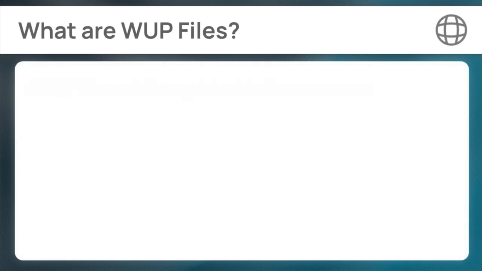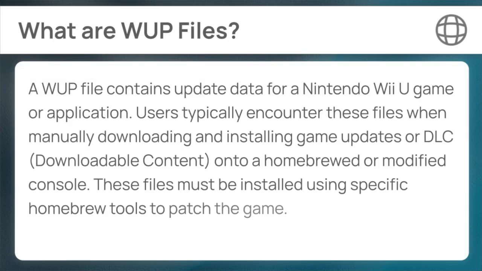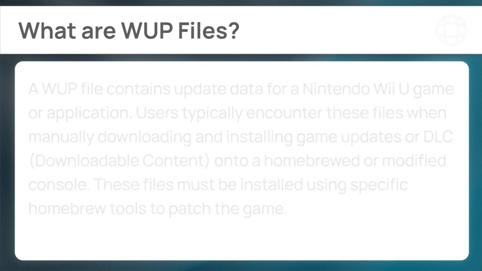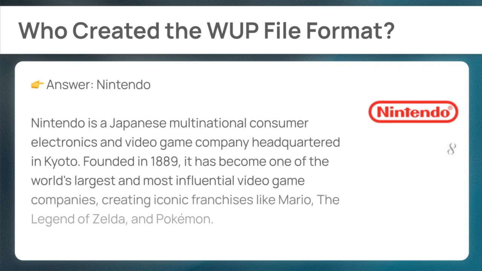A WUP file contains update data for a Nintendo Wii U game or application. Users typically encounter these files when manually downloading and installing game updates, or DLC, downloadable content, onto a homebrewed or modified console. These files must be installed using specific homebrew tools to patch the game.